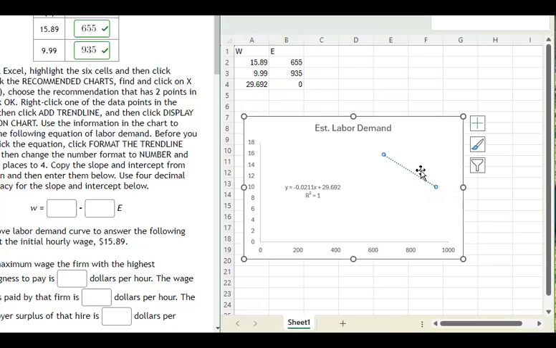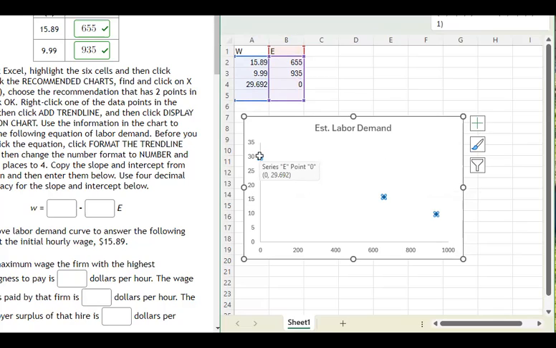I got to delete that. Hang on a second. I want to extend this line to include this 0. And I'm also going to extend it a little further to include values along the labor demand curve, kind of like we did yesterday, right? So this is the intercept, right?